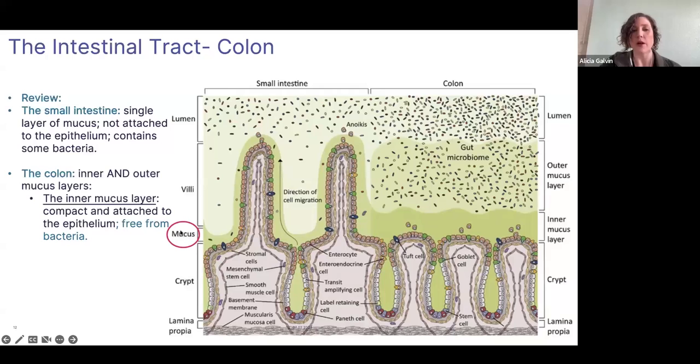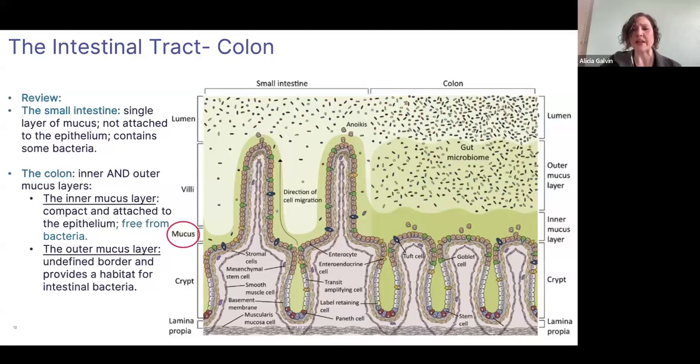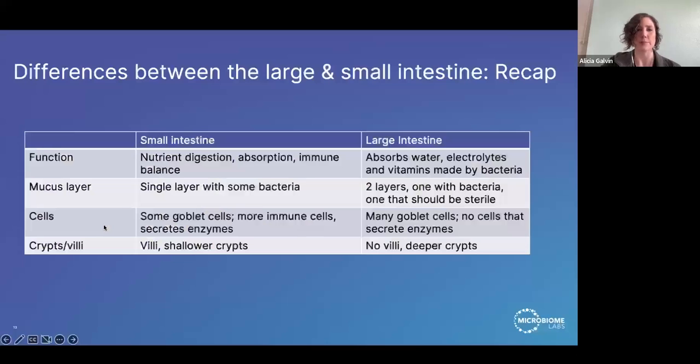And so this is why, if you're familiar with Microbiome Labs, we talk a lot about the mucus barrier and making sure that that barrier is very much intact, because if it's not, then things can start to break down. Now, there is an outer mucus layer that does have some intestinal bacteria, but it is still considered a mucus layer. It's this inner layer that is the sterile layer.